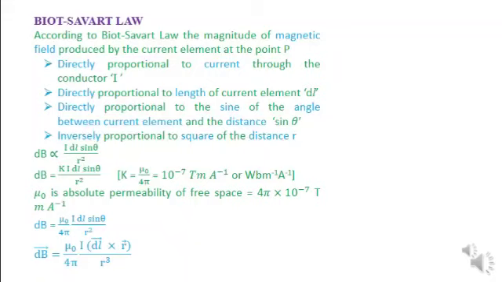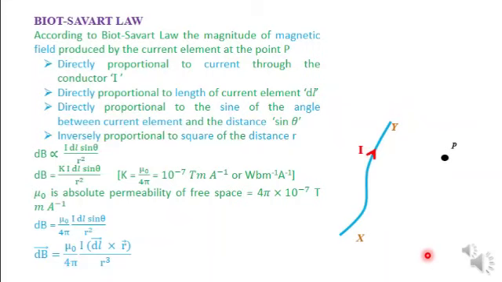Biot-Savart law. It is used to find the magnetic field induced at a point due to a current element. Consider a finite long conductor XY carrying current I. We know that a current carrying conductor produces magnetic field around it. Let P be a point on this magnetic field.